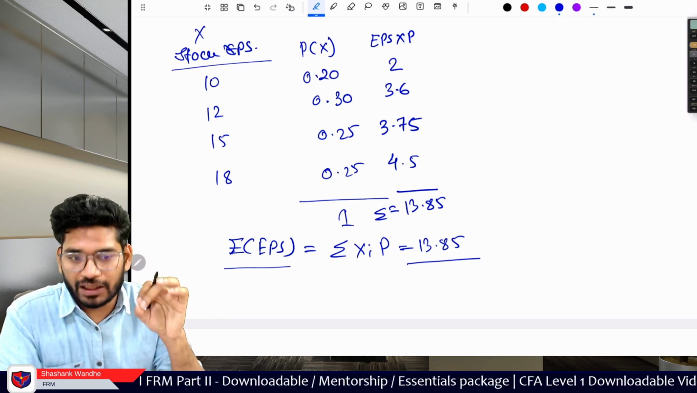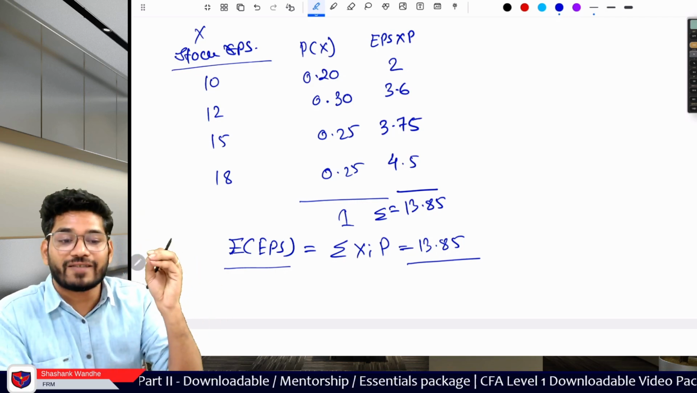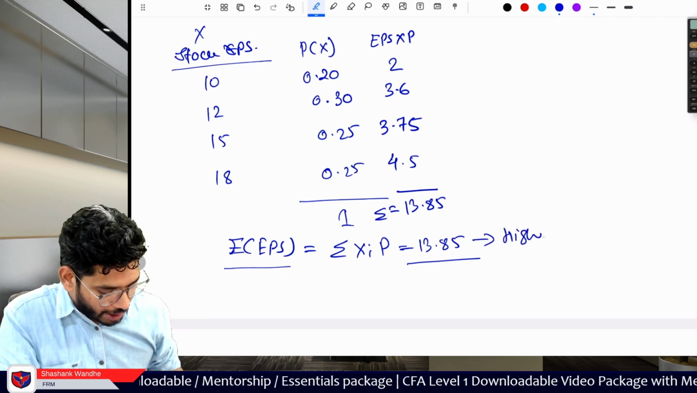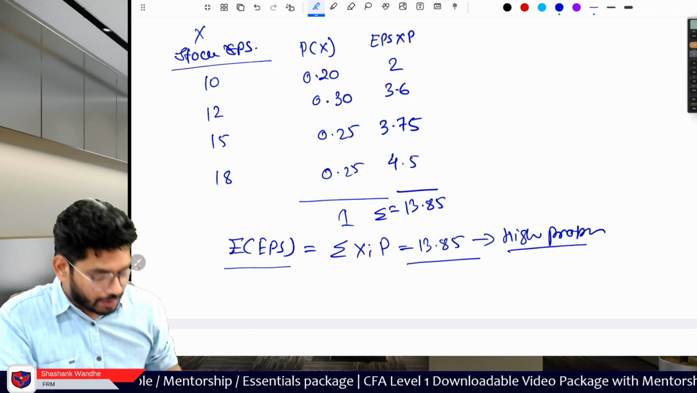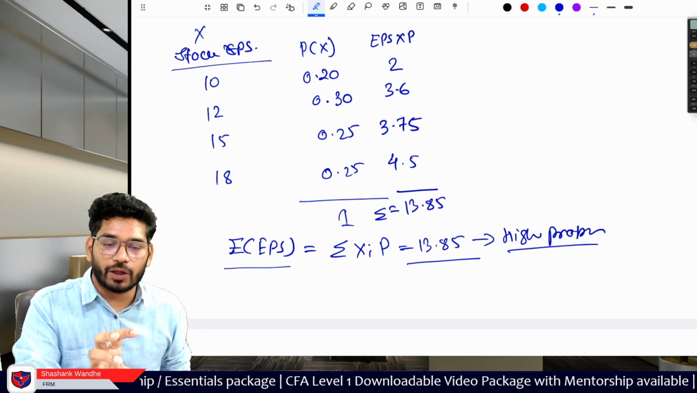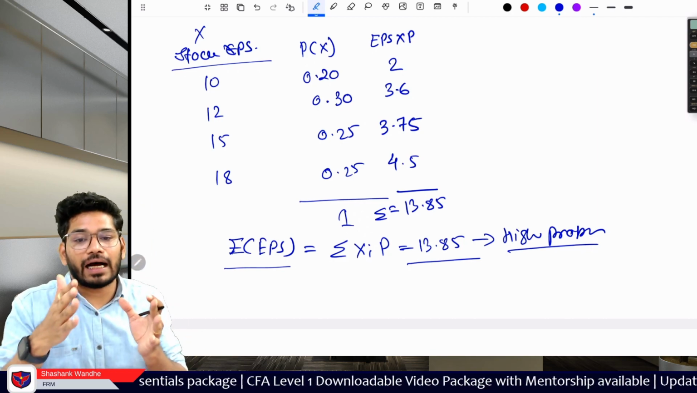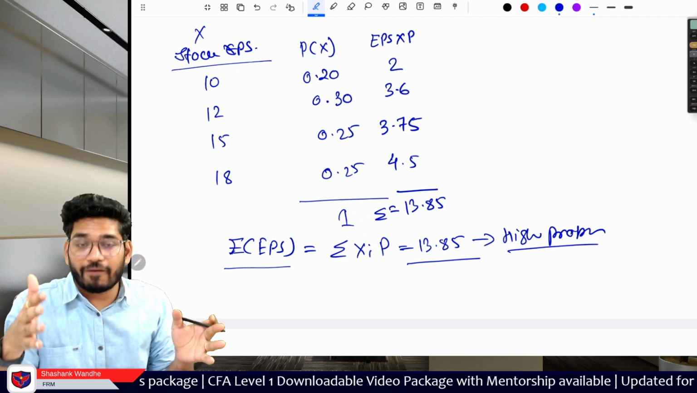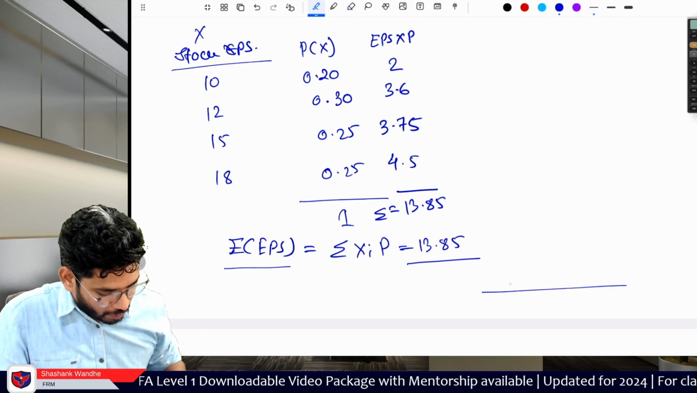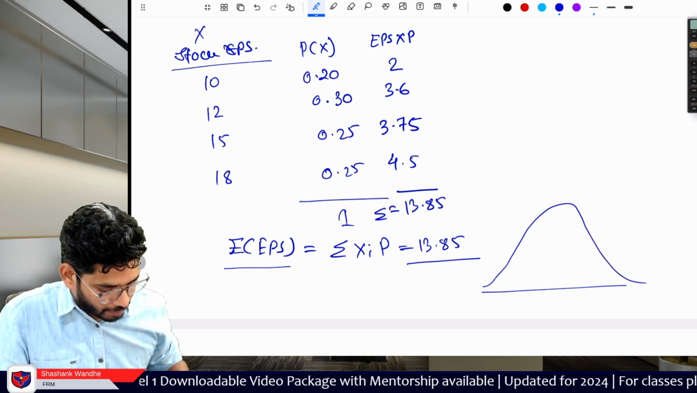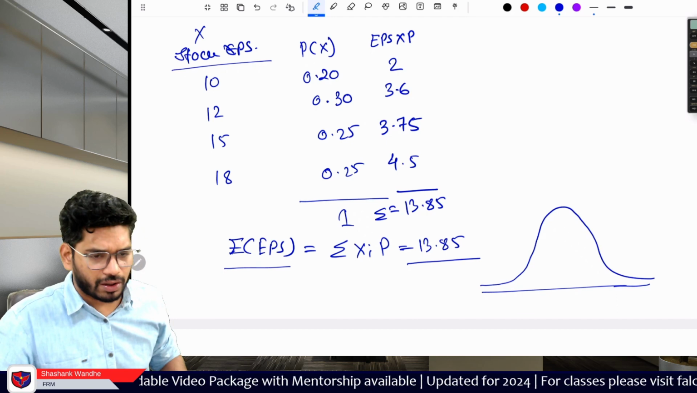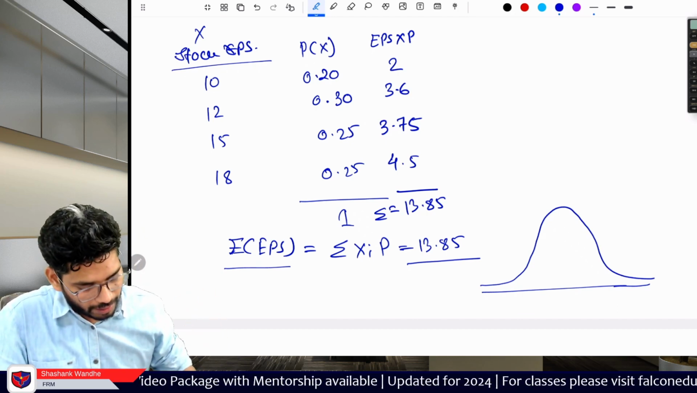This particular expected value of 13.85 simply means that there is high probability that your EPS will be around this value, near to this value, and low probability that the EPS will be away from this value. So if we plot the probability distribution, it will look like this. Again, if you don't know how the probability distribution works, don't bother about it. We will see the probability distribution part later.